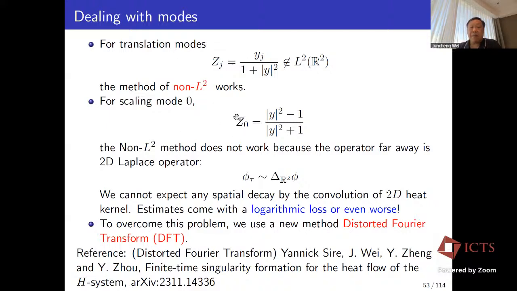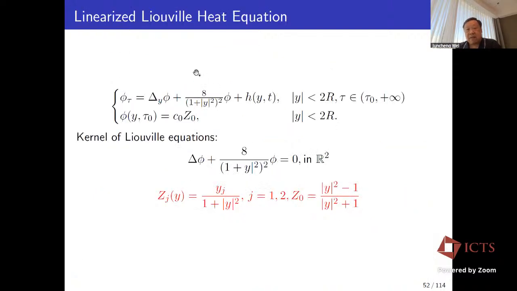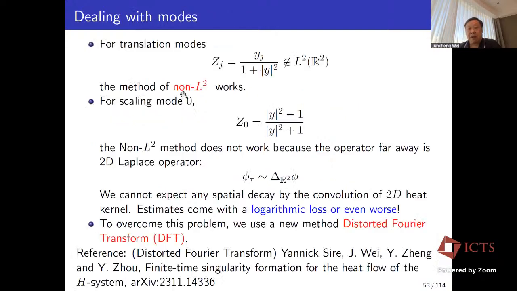Now for the scaling parameter, the radially symmetric case for this kernel, the non-L2 approach does not work because the operator far away is a 2D operator, since this is very small. It's a 2D Laplace operator, and we cannot expect any special decay for the 2D heat equation. For the Laplace equation, you don't expect to get a decaying solution.